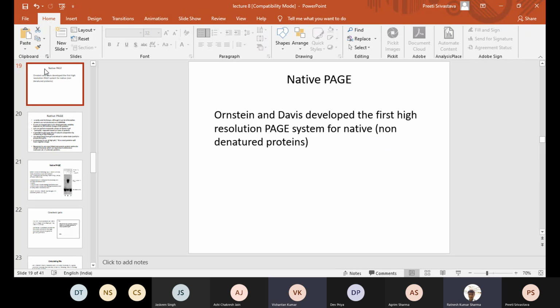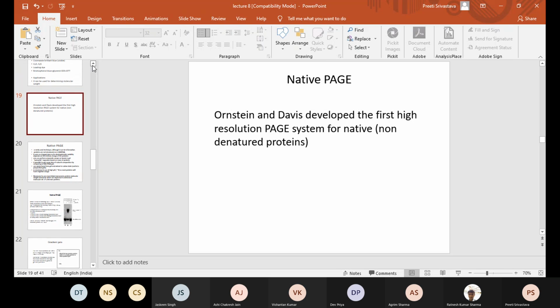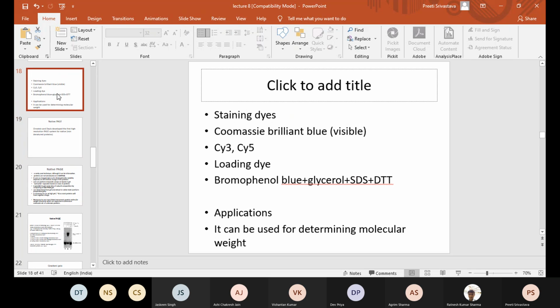Okay, so the applications of SDS-PAGE are: it can be used for determining the molecular weight of the protein. It can tell you the subunit composition of the protein. You can identify how many subunits there are, because in SDS-PAGE the protein will denature, and because you are adding reducing agents, the subunits will get separated, and you can add the subunits to determine the total molecular weight. So you can determine the total molecular weight and the subunit composition.